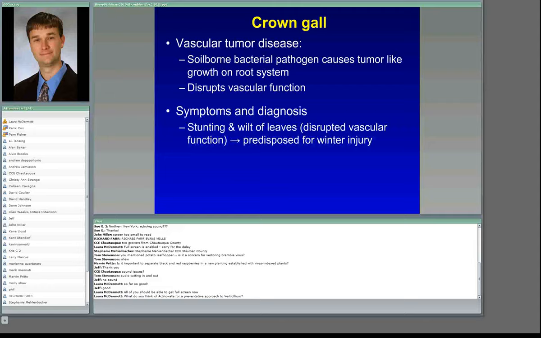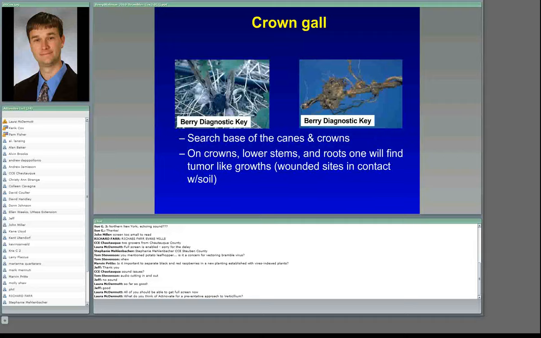Fortunately, these are sometimes fairly easy to find if they actually occur at the crown. Here are two pictures from the berry diagnostic key. In order to determine whether you have this problem, look at the base of the canes and crowns, and of course dig up a root system if you don't see anything. On the lower crowns, stems and roots, one will find these tumor-like growths.